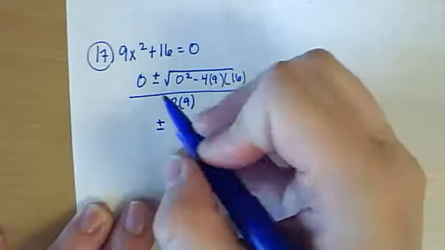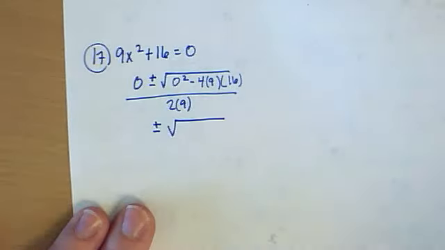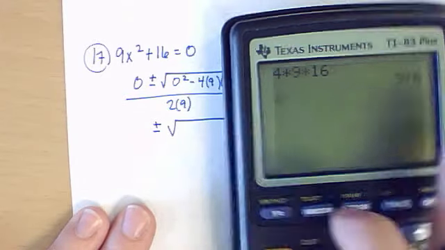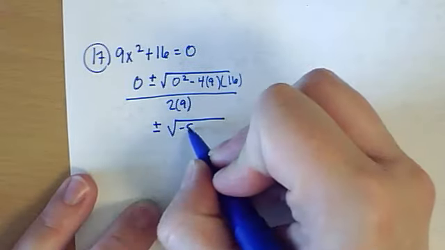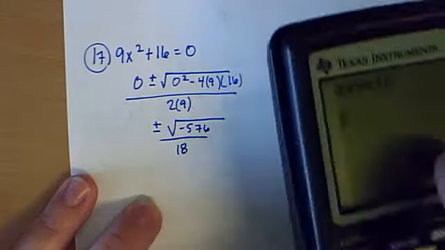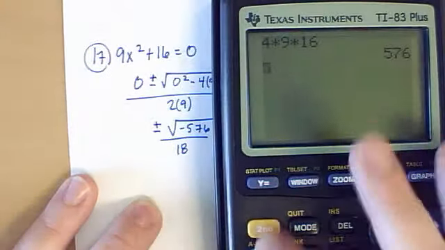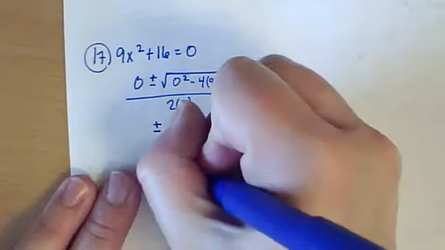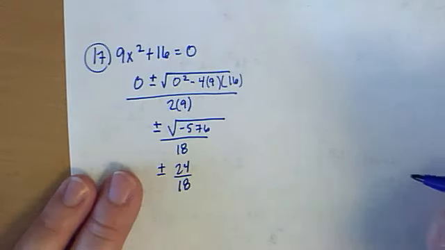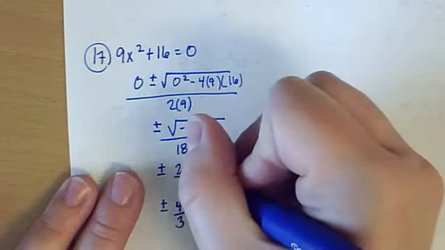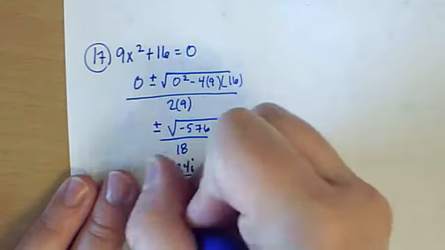So this just becomes plus or minus square root. If I do 4 times 9 times 16, 0 minus that will be negative 576 over 18. Okay, let's see if we can simplify that square root. It is 24. So this is plus or minus 24 over 18. Okay, and if I reduce that, I get plus or minus 4/3. And because of the negative, that's i. Don't forget that part.